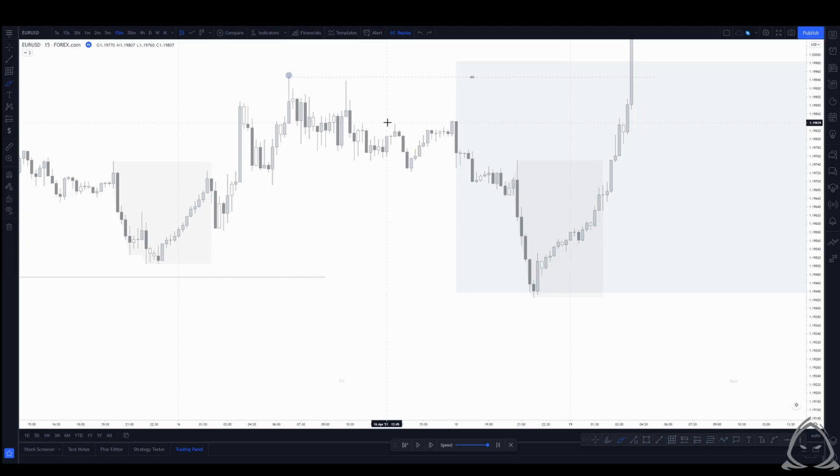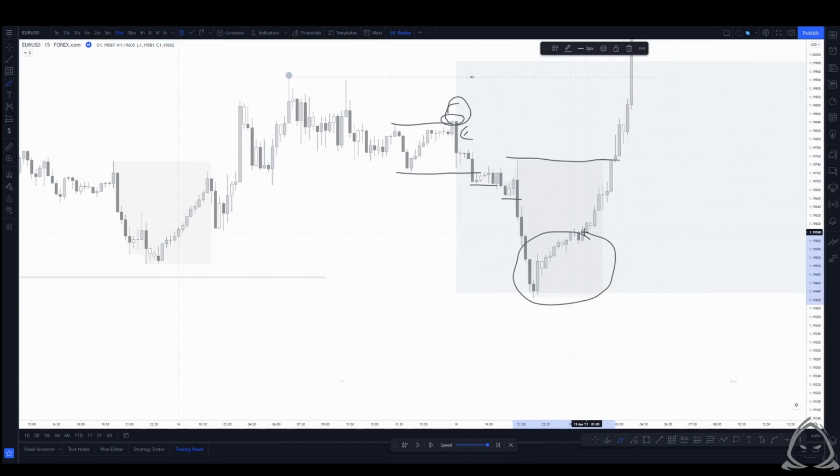Again, if we just look at this bit of structure, we can see that we break and close just barely above, but what ends up happening next, we immediately retrace and close below. So although this did form minor structure, it's not very strong minor structure, and we then continue creating more substructure, creating lower lows and lower highs. It's not until we get to this point here on the 15-minute chart that we see a true change of character. Although if we were to look at price action on a 1 minute in this particular area, more than likely we're going to see a change of character because we know price is fractal.